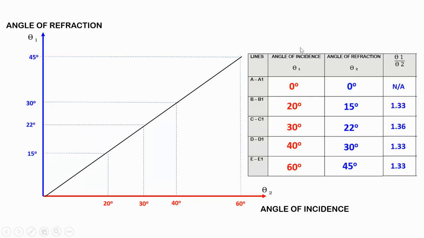Now we are going to plot a graph with the angle of incidence on the x-axis and the angle of refraction on the y-axis. So we are going to connect those two relationships: 0, 0, 20, 15, 30, 22, 40, 30, 60, 45. And we are going to draw this line. So we have this straight line.